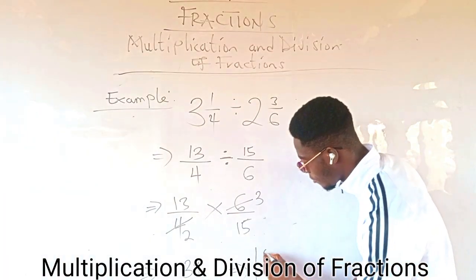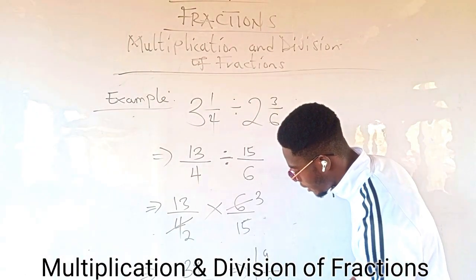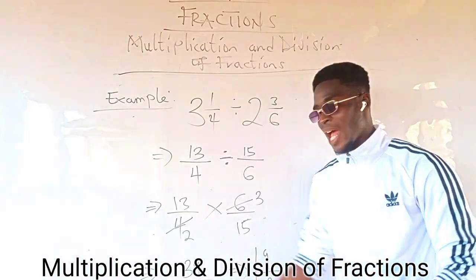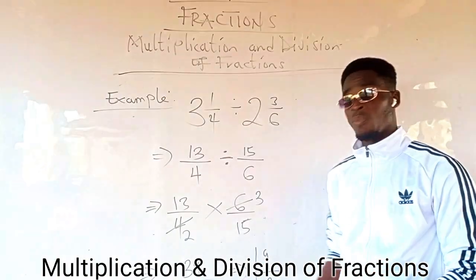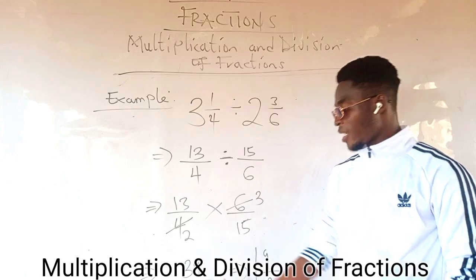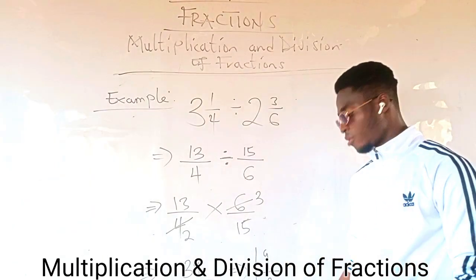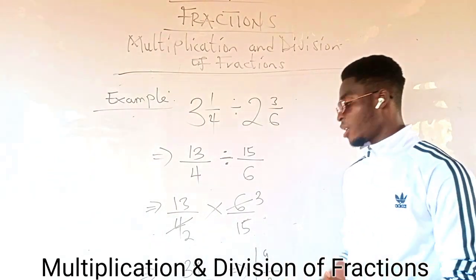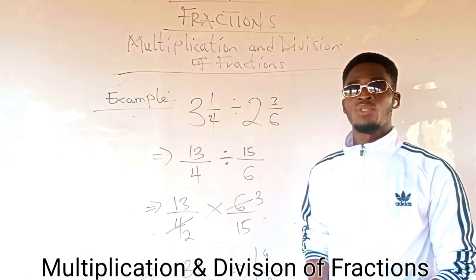Remaining 9, then divided by 30. So this answer in a mixed fraction like this is more appropriate. So your answer is now a mixed fraction, just to simplify it in that sense. And so this is the second example that we are solving.